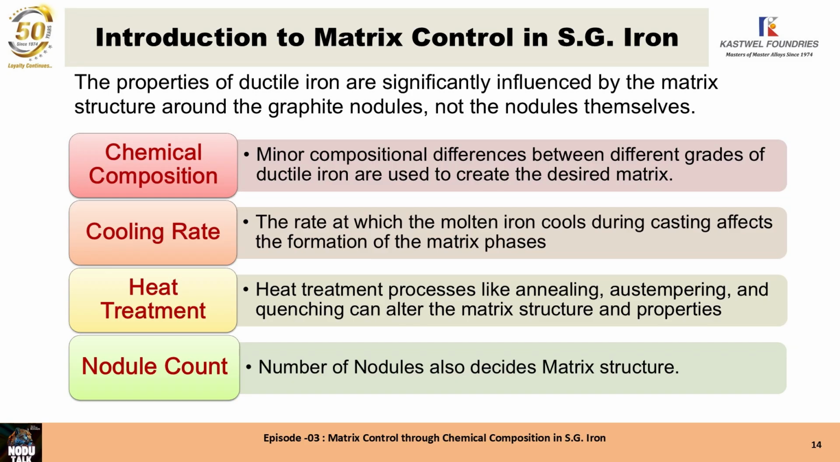One is the chemical composition. Minor compositional differences between different grades of ductile iron are used to create the desired matrix. Next, the cooling rate. The rate at which the molten iron cools during casting affects the formation of the matrix phases. Next, heat treatment. Heat treatment processes like annealing, tempering, and quenching can alter the matrix structure and properties. And finally, the nodule count. The number of nodules also decides the matrix structure.